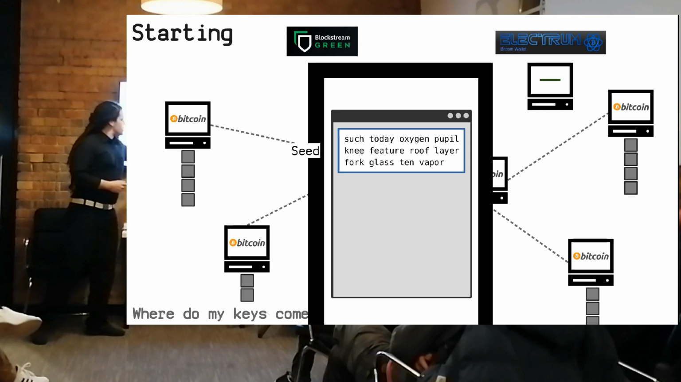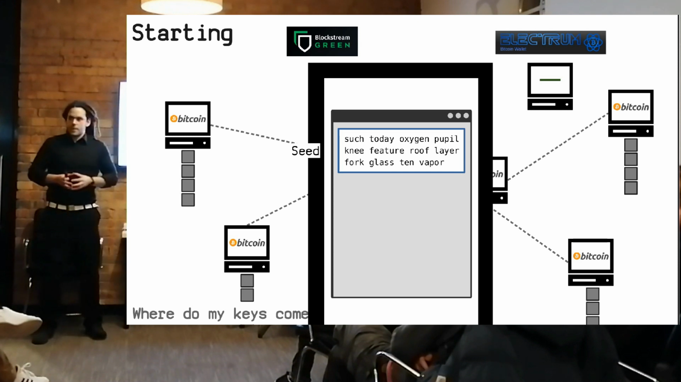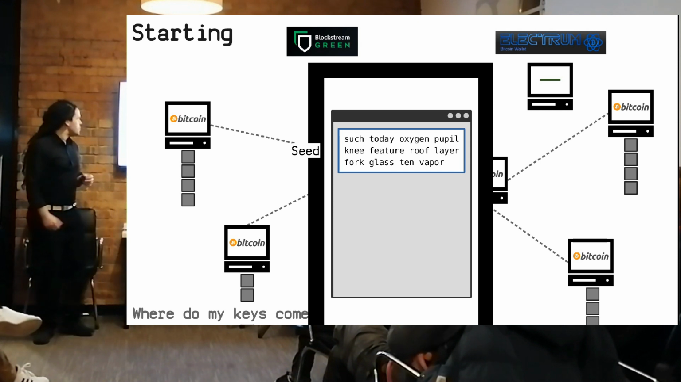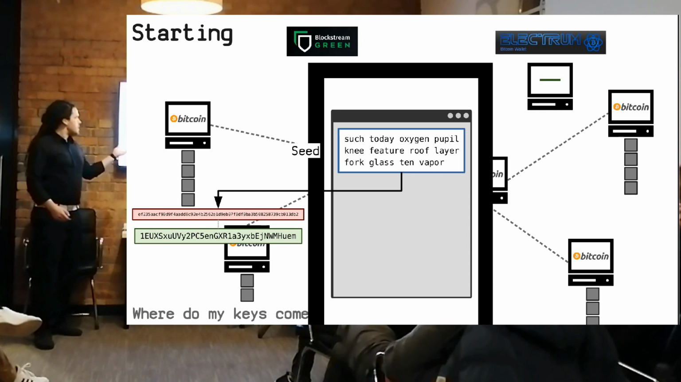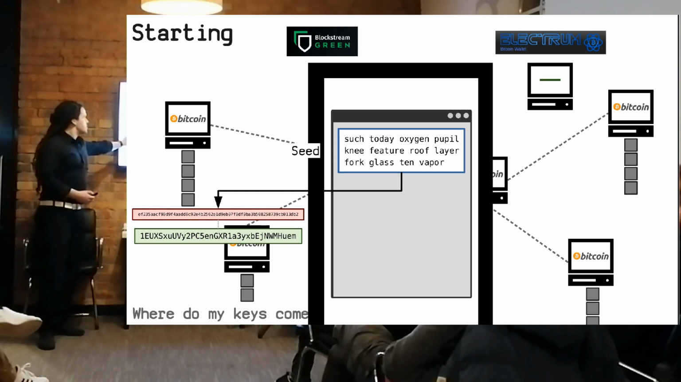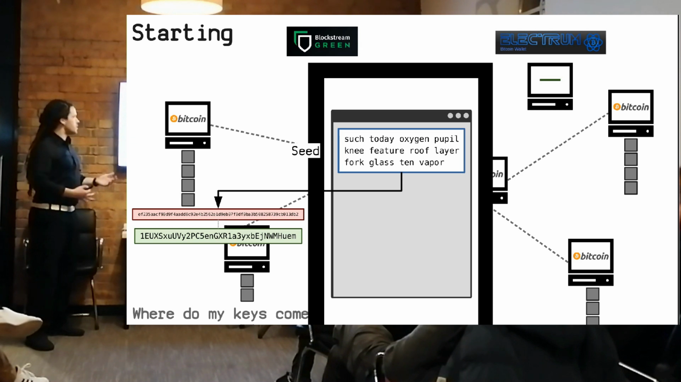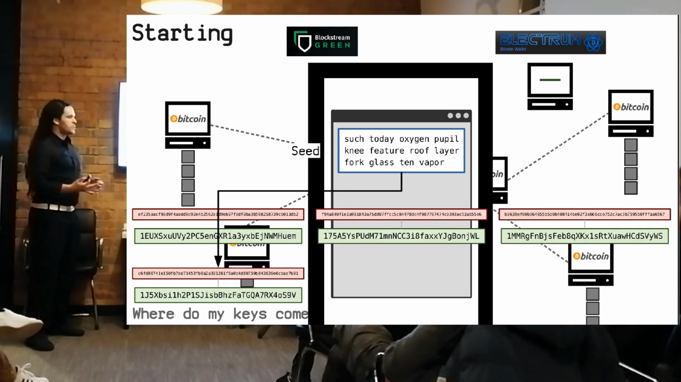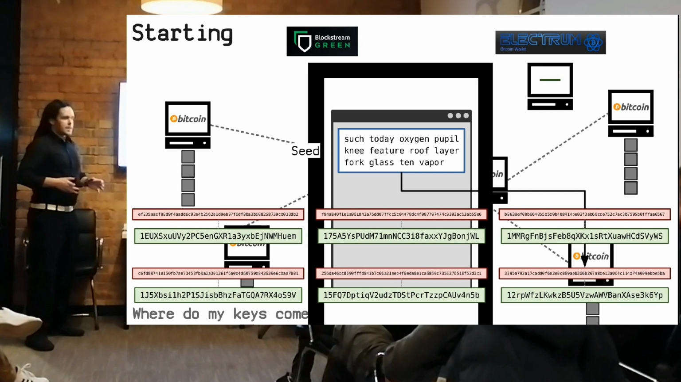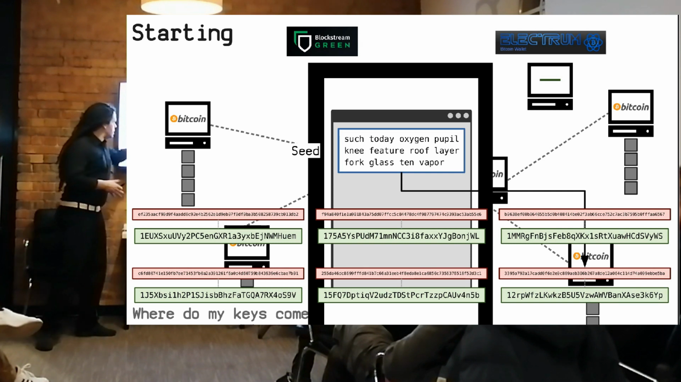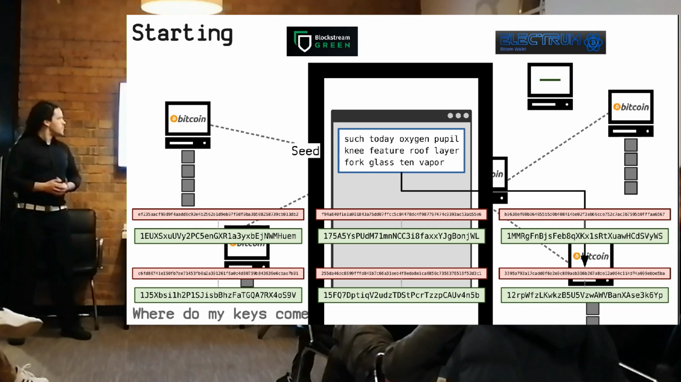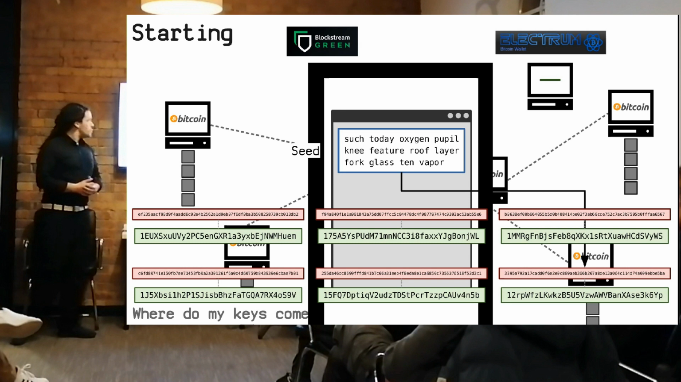Anyway, this seed is the source of all your keys. That seed will generate pairs of private keys and addresses. So there's one, another one, and so on and so on, and I can do this forever. So a seed is, like I said, the source of every single private key and address in your wallet. So that's very important.